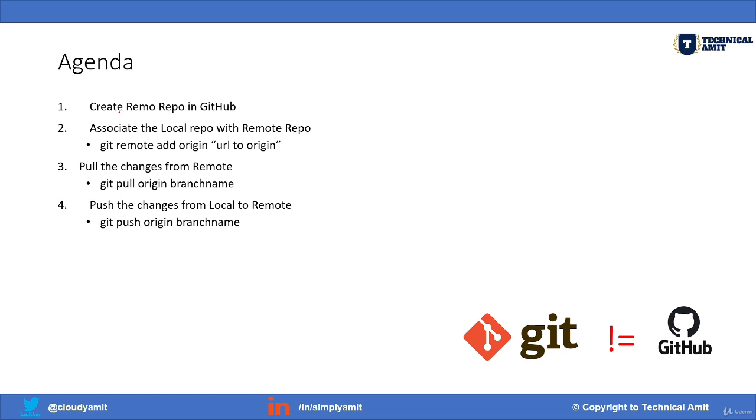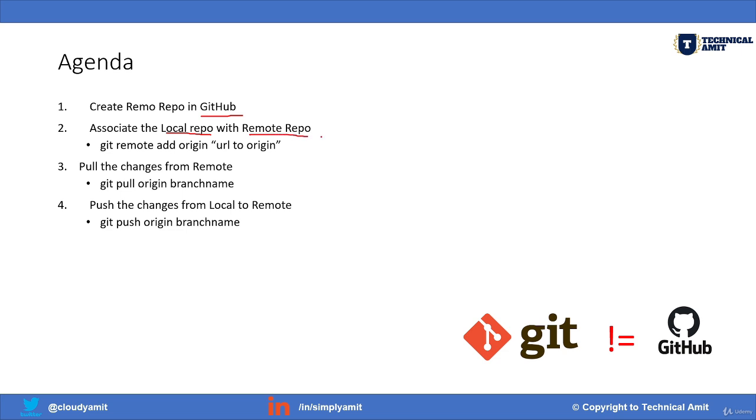In the previous video, you saw how we can create a local repository inside our PC. Here is the agenda for this video: we are going to create a remote repository in GitHub. Then we will associate our local repository with the remote repository.